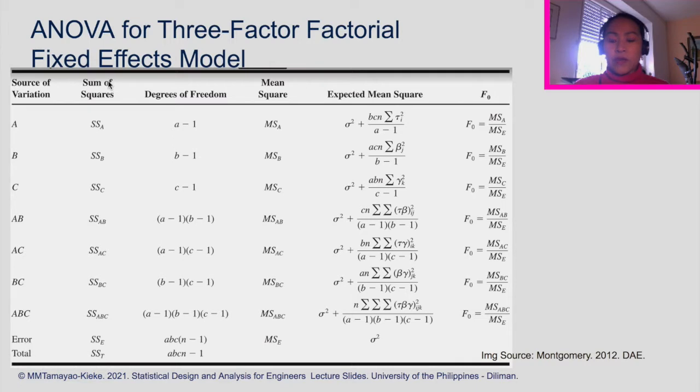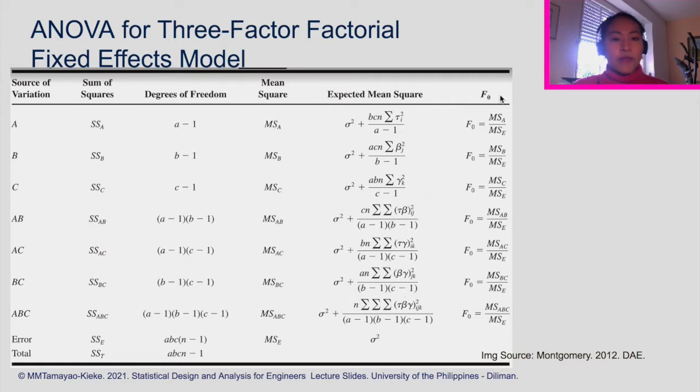And these are the sums of squares that can be computed using the equations I showed before. And of course, they are found in Montgomery. And then you have the corresponding degrees of freedom in the third column. And the mean square, as you know, is just equal to the sum of squares divided by the degrees of freedom. And then you have here also a column showing the expected mean square. We will make a point on that later.